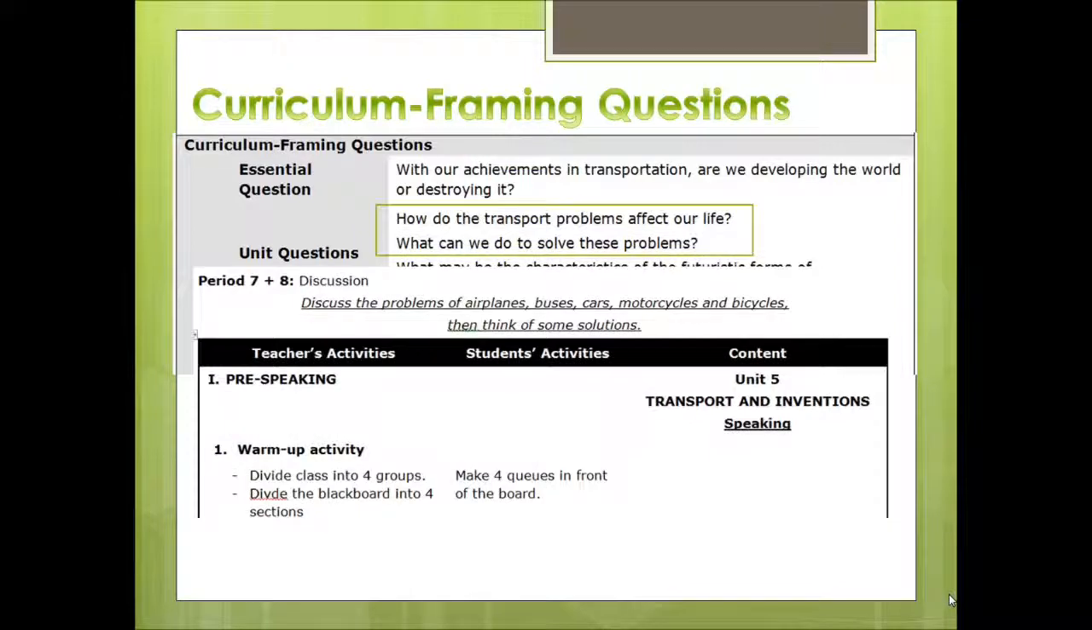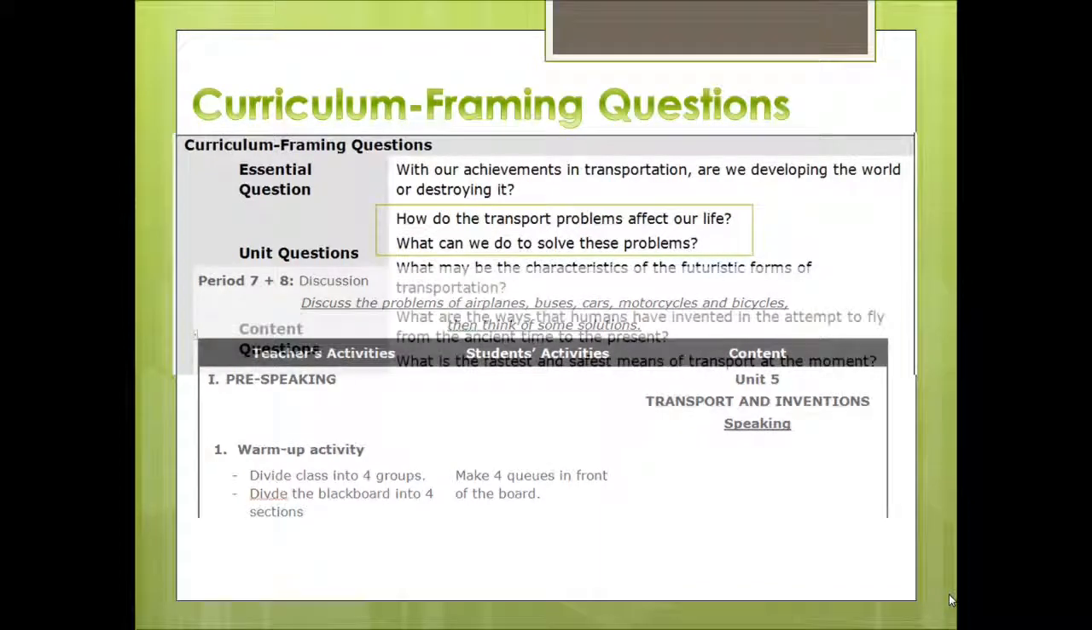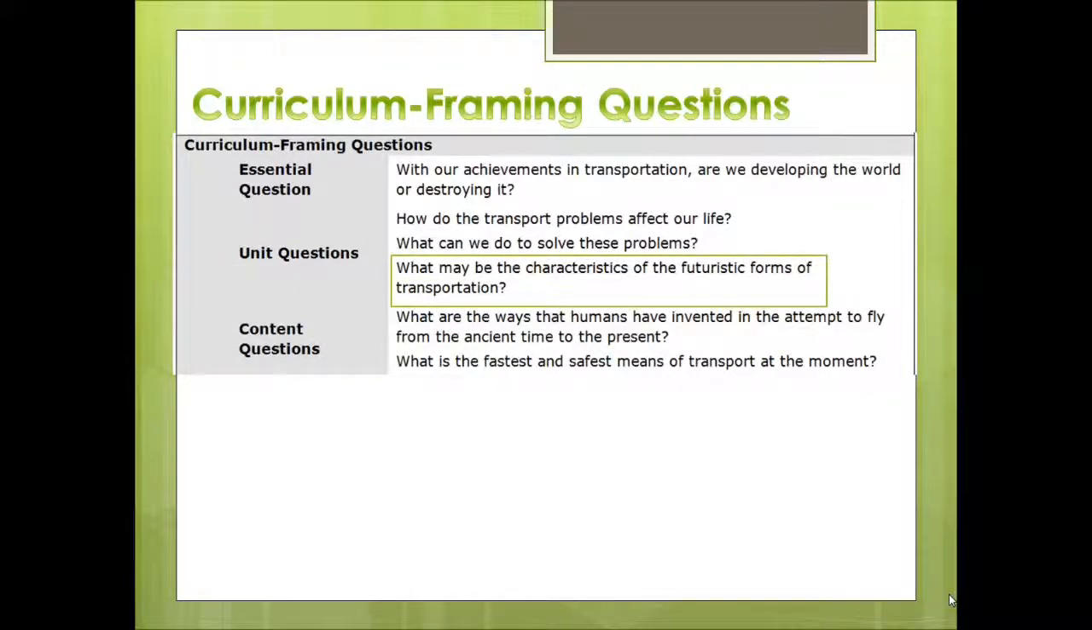To answer the unit questions, how do the transport problems affect our life and what can we do to solve this problem? Students have a group discussion. To answer the unit question, what may be the characteristics of futuristic forms of transportation? Students work on the project. And finally, after answering all the unit and content questions, students can address the essential question.